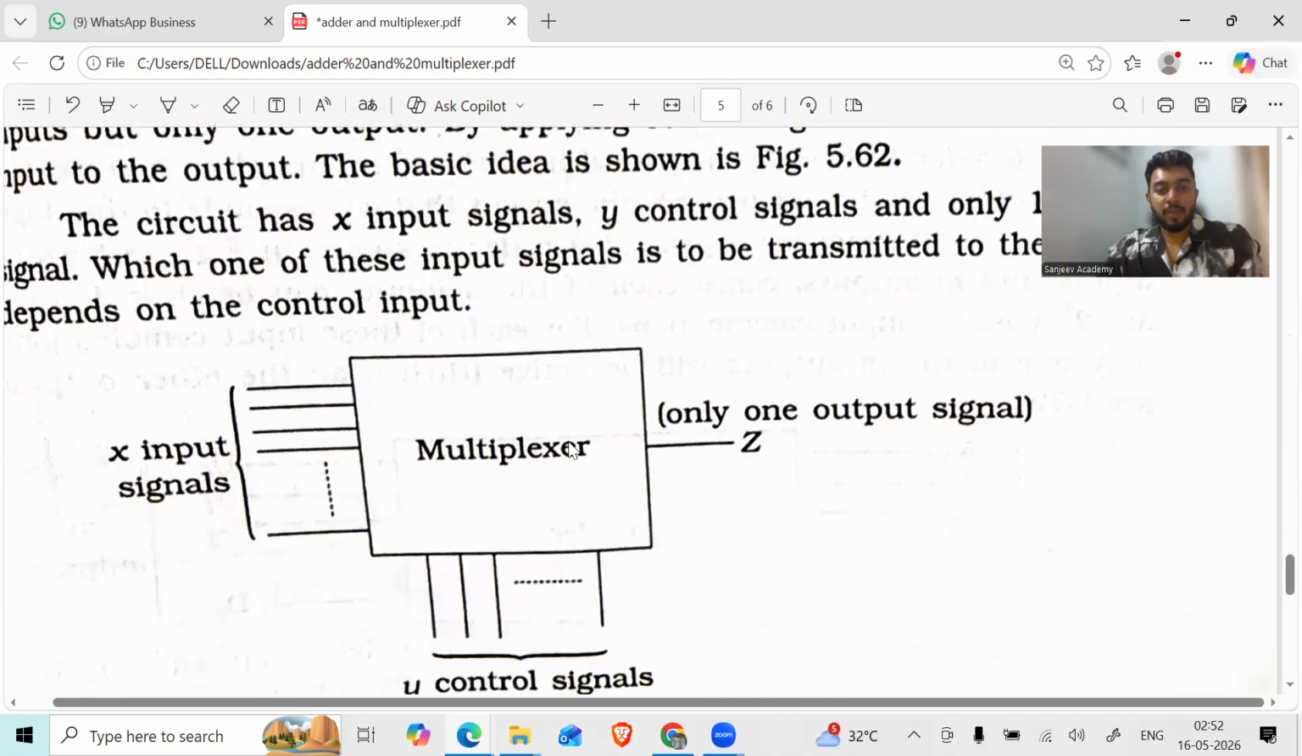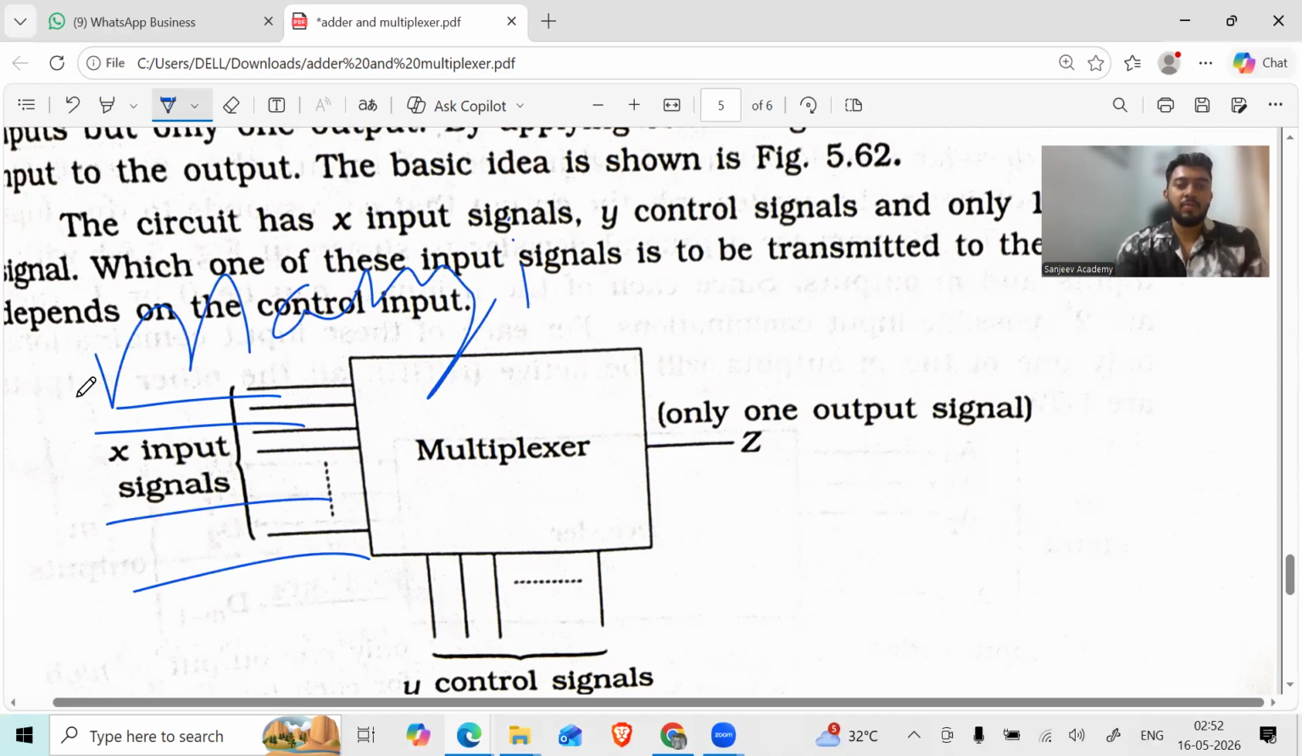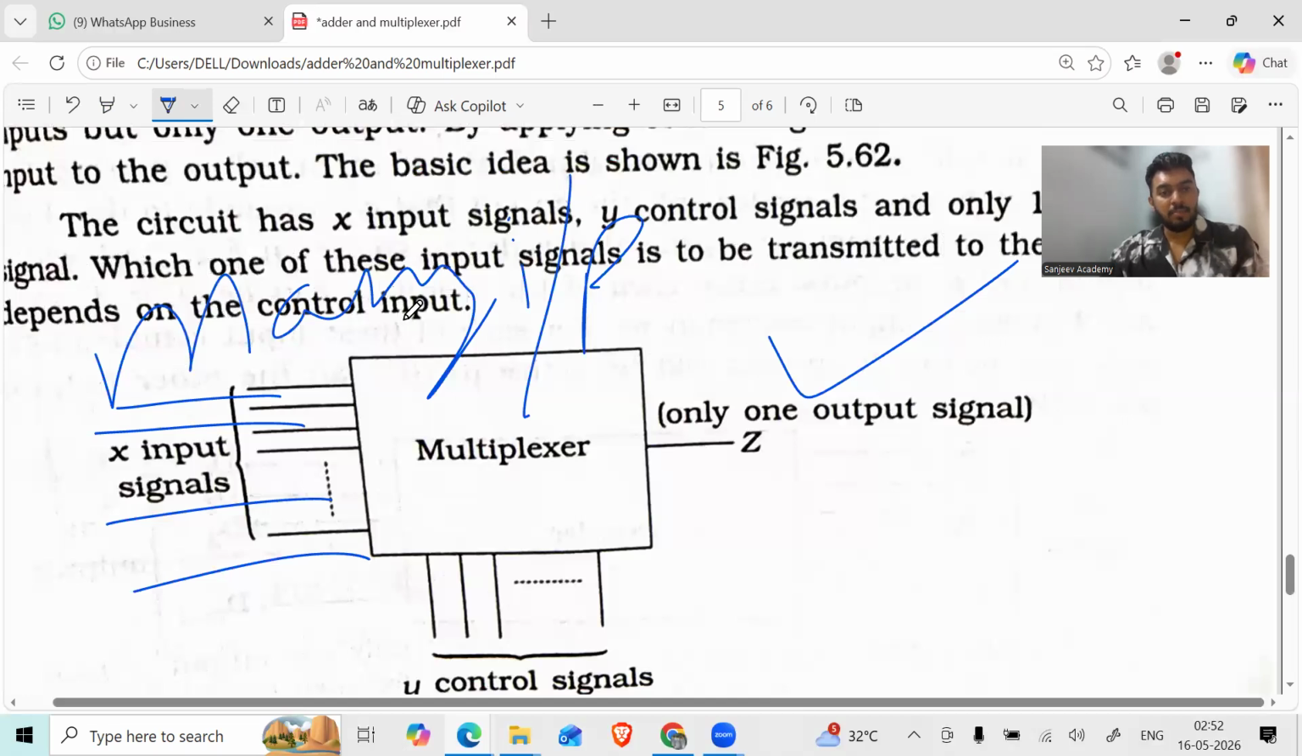Then coming to multiplexer. So in a multiplexer, you can see a lot of signals, right? Many inputs, one output. That is a multiplexer. Many wires and one output. That is nothing but my multiplexer.